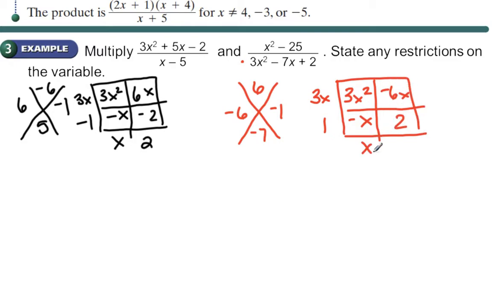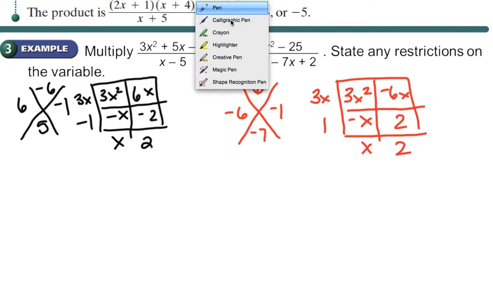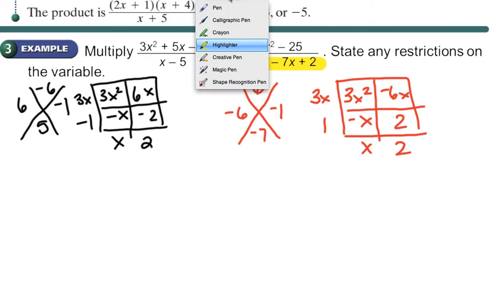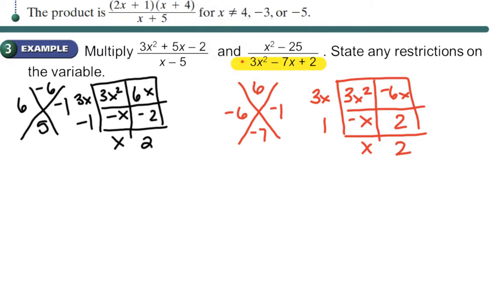Negative 6x and 2 would be 2. Okay, before I write this one down, I want to draw your attention up here one more time. This sign here tells us that it's the same. So we have the same sign, and this tells me that they both must be negative. So this is actually going to be 3x minus 1 times x minus 2.